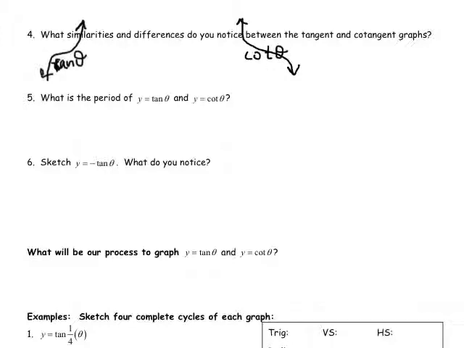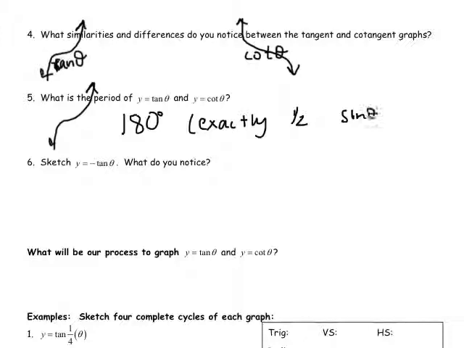What is the period? If you go back, you would see that one of those cycles, this is a cycle, would take from here to here 180 degrees, which is exactly half of the typical sine or cosine. Sine and cosine were typically 360 for the parent function.